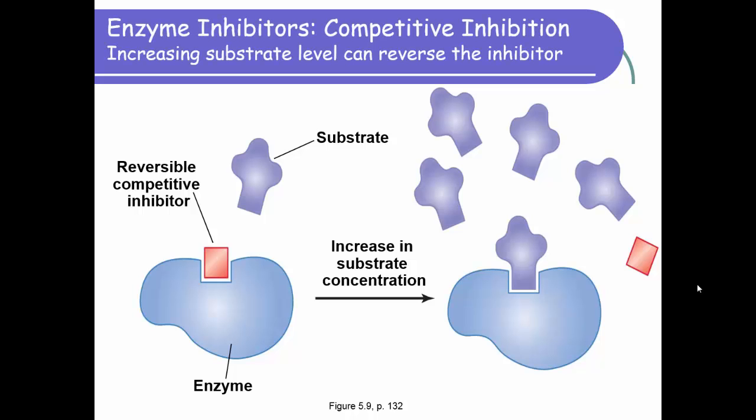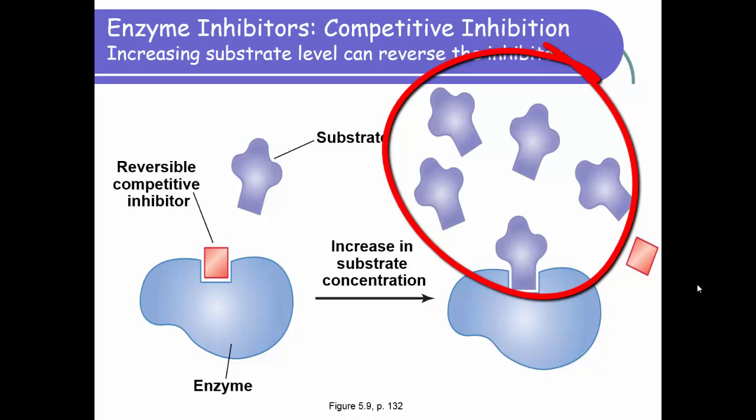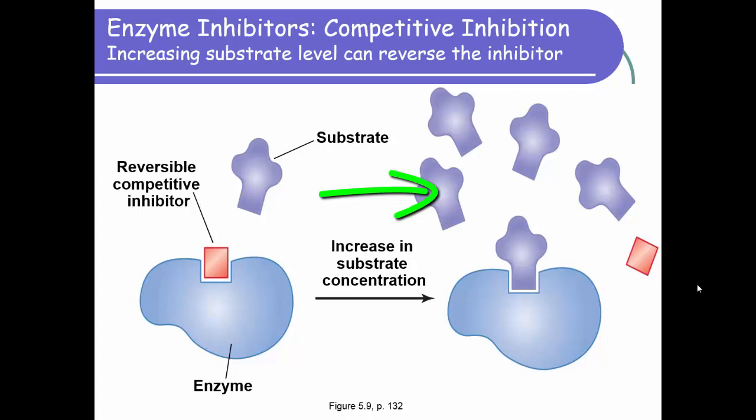Increasing substrate level, however, may reverse the inhibitor. So if my substrate is this bluish thing and the competitive inhibitor is the red box, I can actually knock off the competitive inhibitor by simply putting in more substrate. The enzyme says, I've got more of this stuff over here, the substrate, to work with than I do the inhibitor. I'll throw the inhibitor off and start working with the substrate.